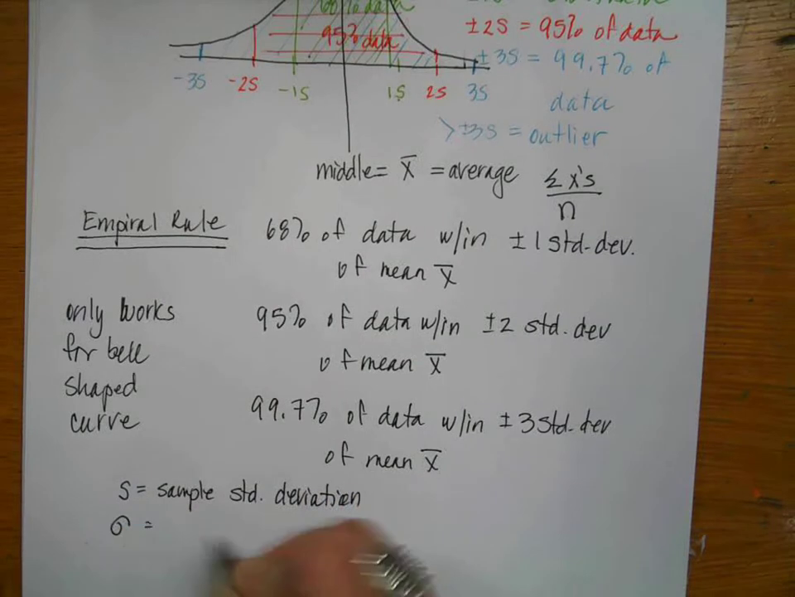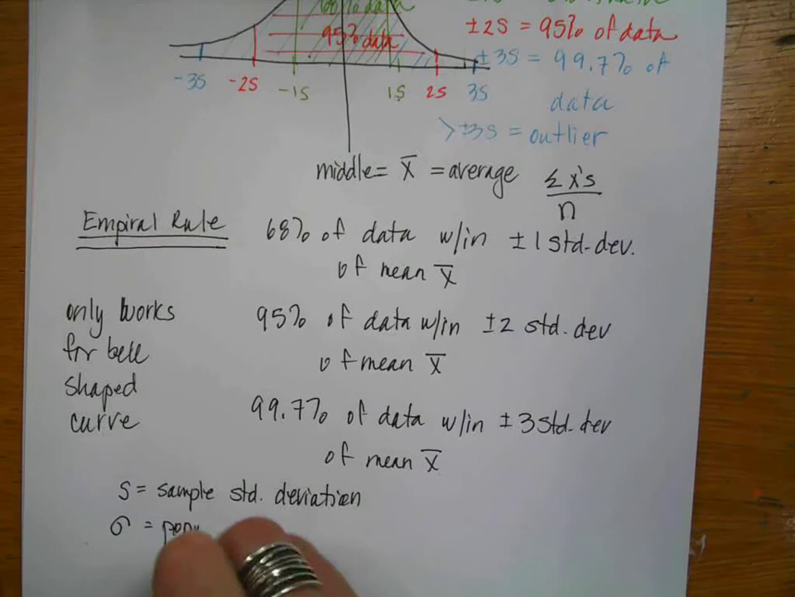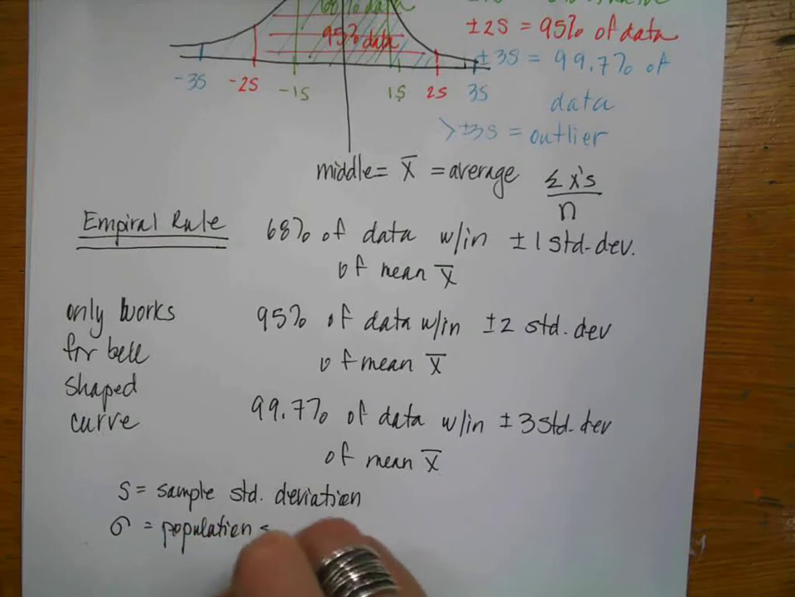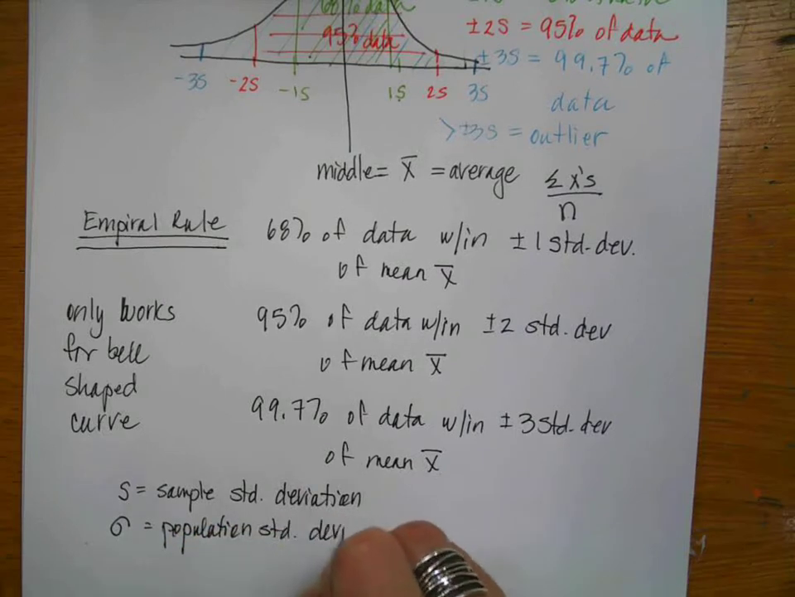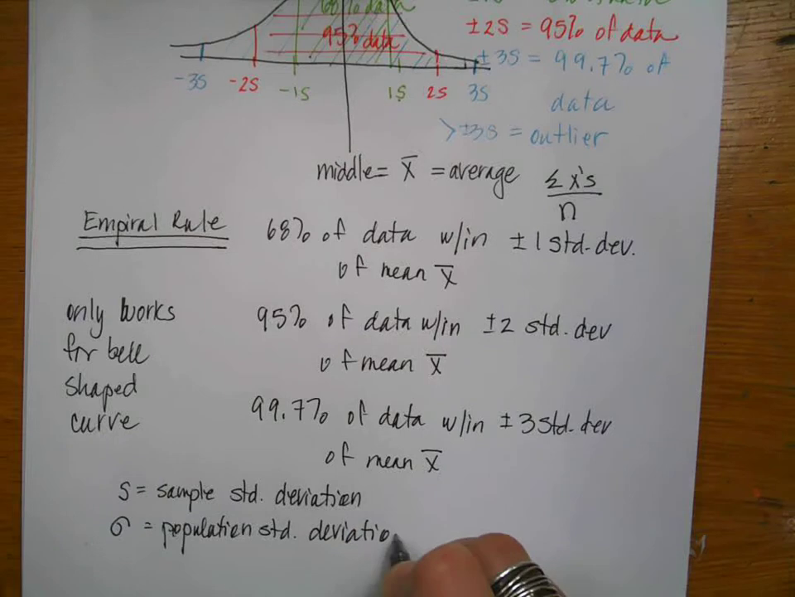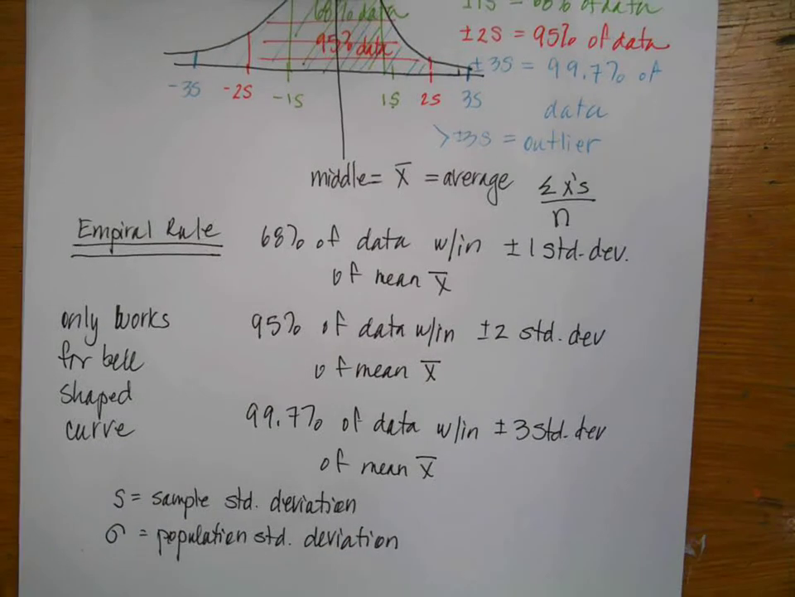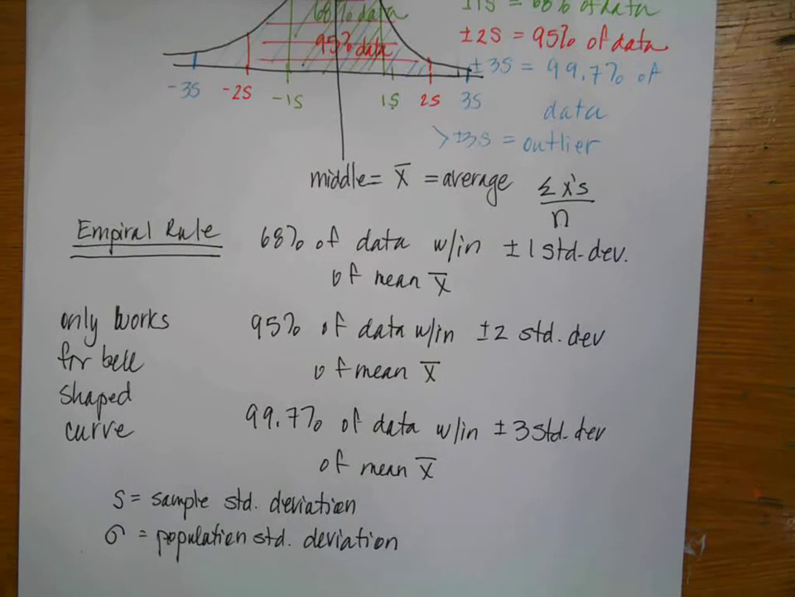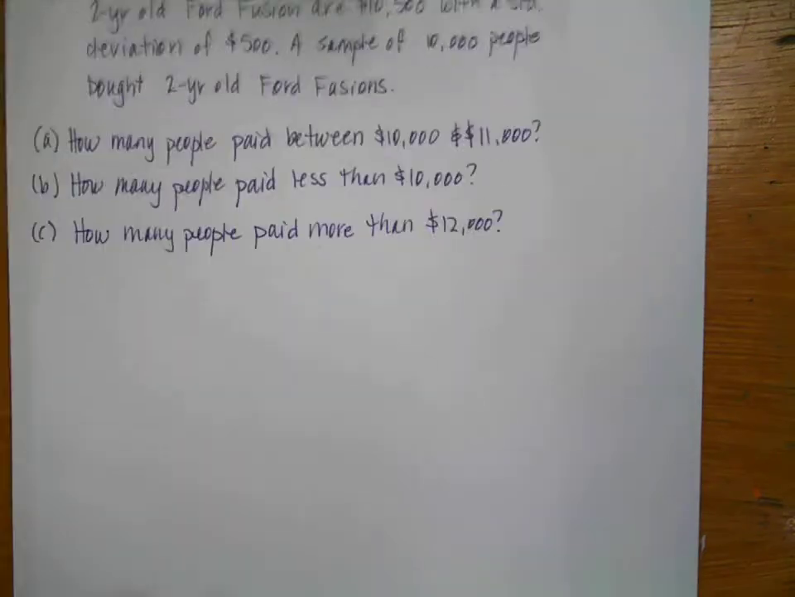And sigma, mine always looks stupid, is the population standard deviation. And almost all of our calculations are going to be on a sample because it's really hard to come up with population information. All right, so let's talk about our first example.